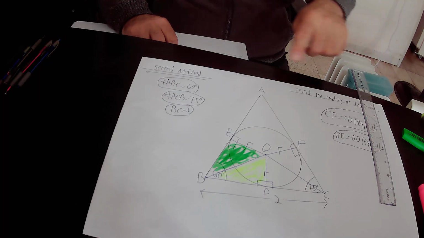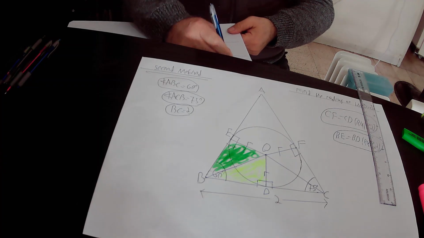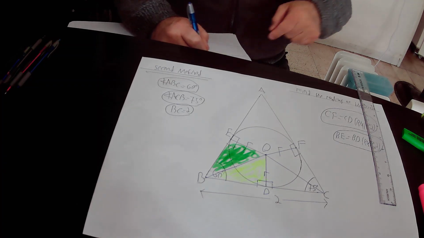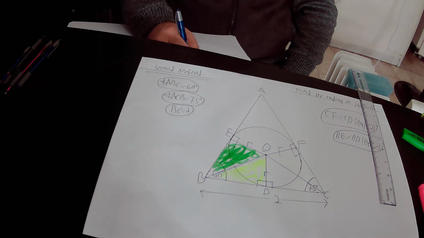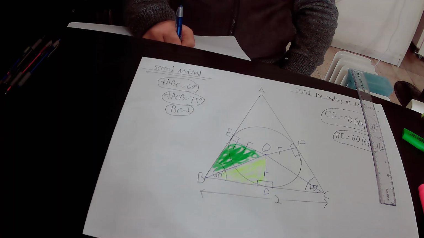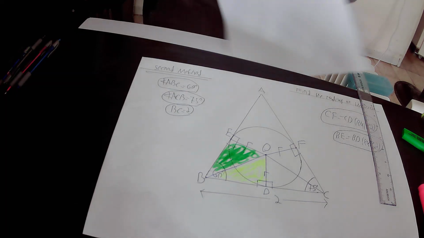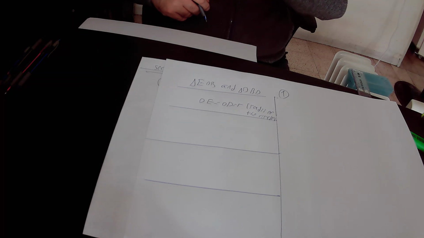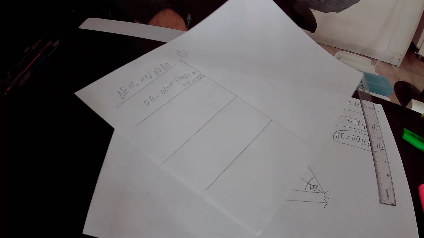First of all, side OE of the green triangle is equal to side OD of the yellow triangle. They are both the radius of the circle, therefore they are equal to each other. Side OE of the green triangle equals side OD of the yellow triangle, both equal to R.